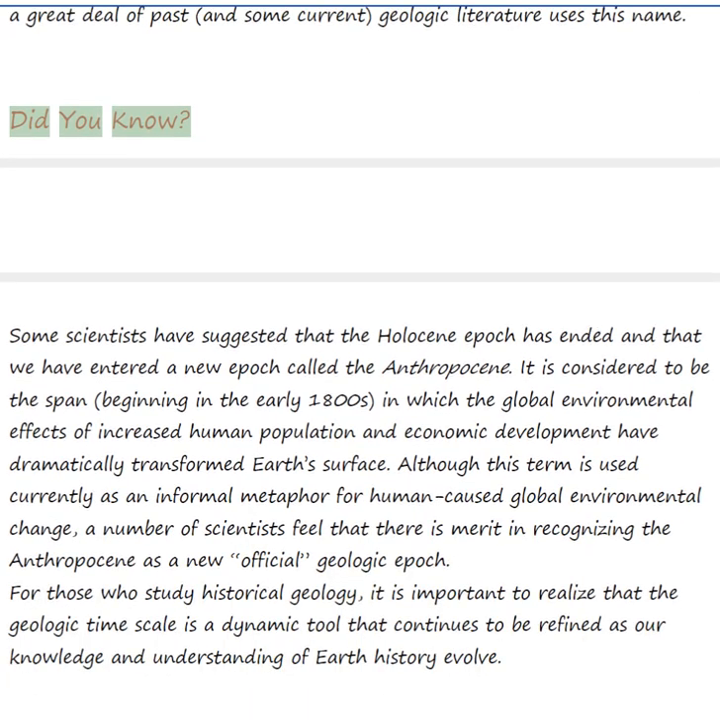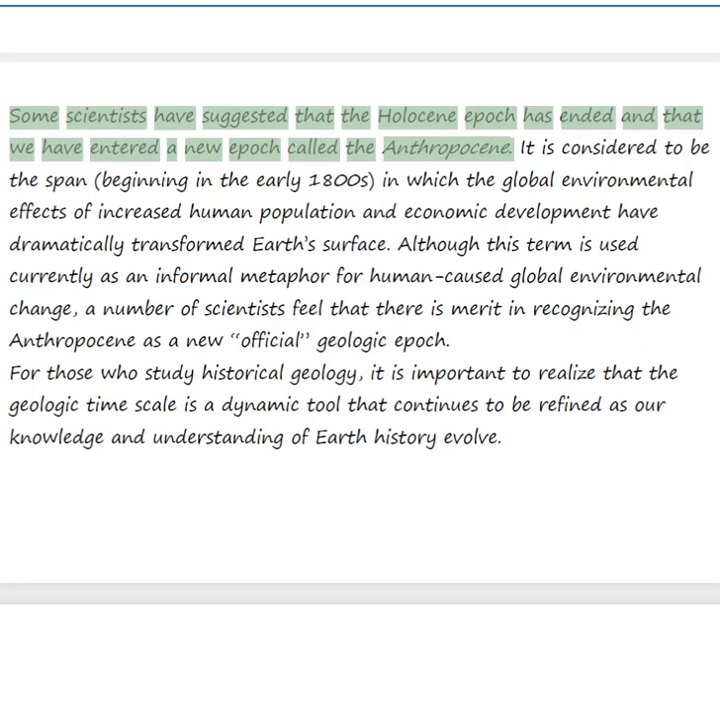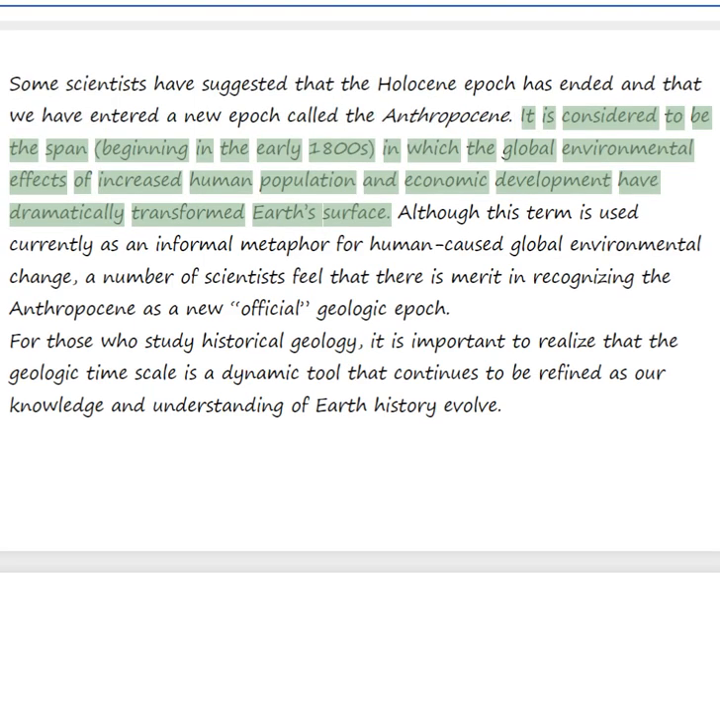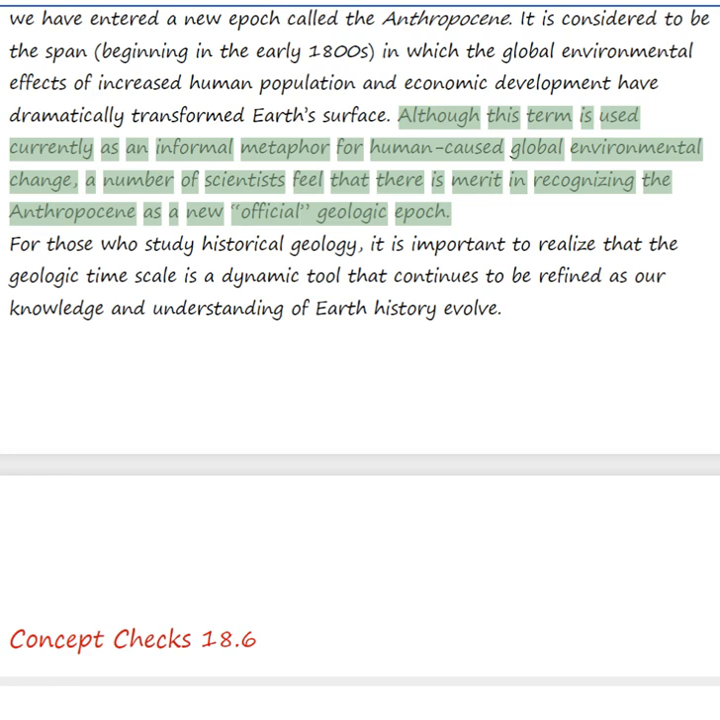Did you know? Some scientists have suggested that the Holocene epoch has ended and that we have entered a new epoch called the Anthropocene. It is considered to be the span in which the global environmental effects of increased human population and economic development have dramatically transformed Earth's surface. Although this term is used currently as an informal metaphor for human-caused global environmental change, a number of scientists feel that there is merit in recognizing the Anthropocene as a new, official, geologic epoch.